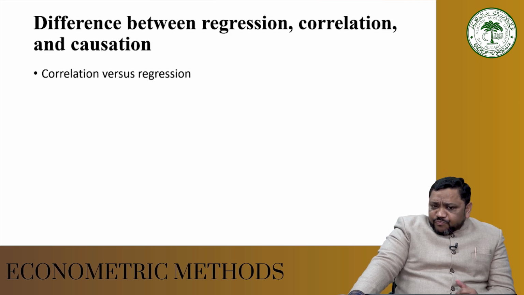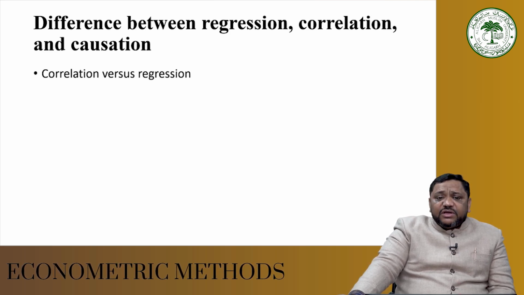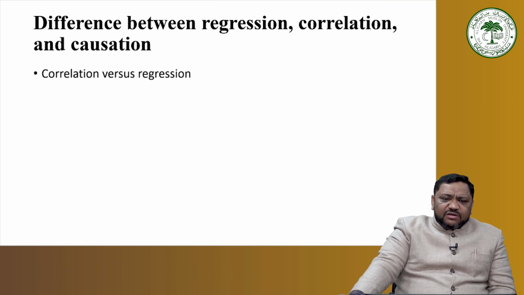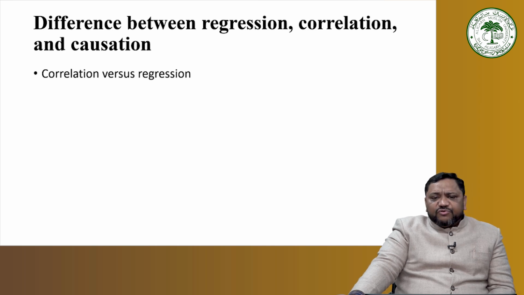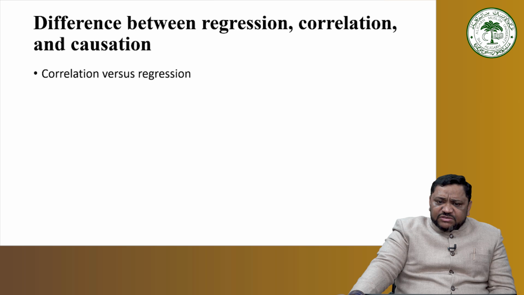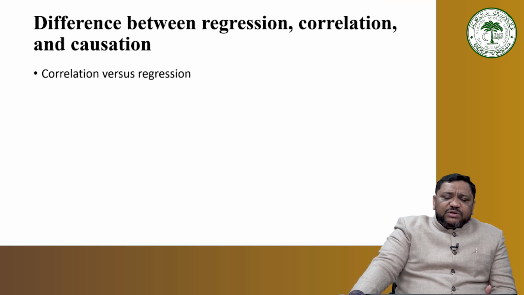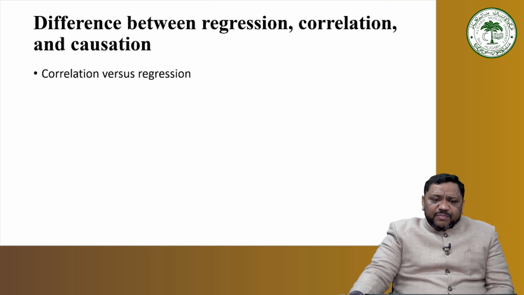Next, correlation. It is defined as the degree of linear association between variables. Consider two variables, x and y. Correlation means the degree of linear association between x and y. In correlation analysis, the status of the variables is the same, or symmetric. Both x and y have the same status in the correlation analysis. We cannot say one is dependent and the other is independent.